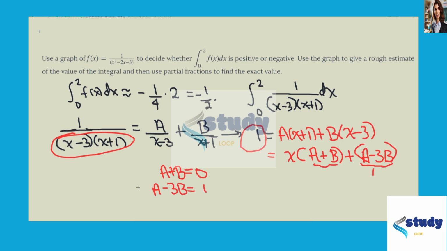Let's go ahead and solve this 2-by-2 system. If we subtract, we get 4B equals negative 1. This means that B is negative 1/4, so that A is positive 1/4. Now we have our A and B. Let's go ahead and plug these into the partial fraction decomposition, and then we could integrate this from 0 to 2. And I'll go to the next page to start doing this.